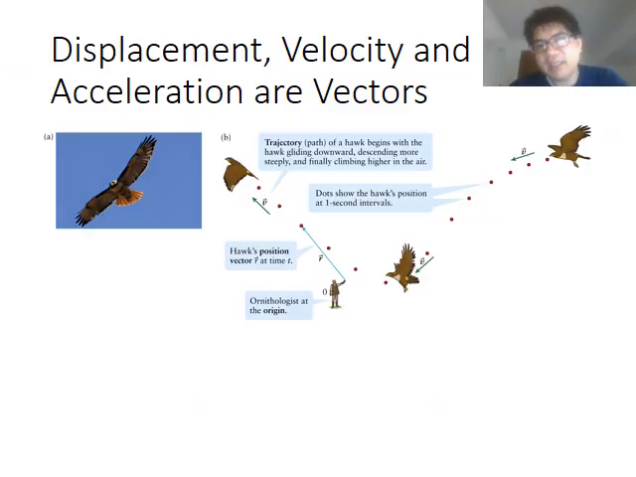So the big idea here is that displacement, velocity, and acceleration are all vectors. I can describe the position of this hawk flying down and then flying back up as a vector at any given time. And obviously that vector changes, which means there must be a velocity. This velocity, of course, is a vector, right? And it changes. Look at this diagram: mostly the magnitude of the velocity, the speed, remains the same, but the direction changes.